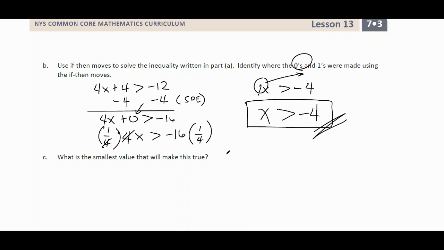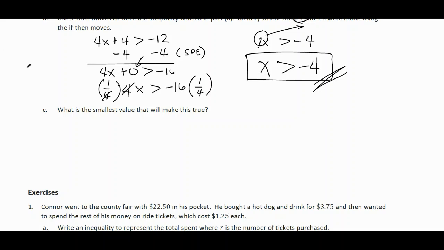Now, how are we going to check? Let us see letter C. It says there, what is the smallest value that will make this true? Because we are pertaining to a negative 4, it should be greater than negative 4. So let's try the numbers negative 3, negative 4, and negative 5, just to ensure that we are making the right decision.